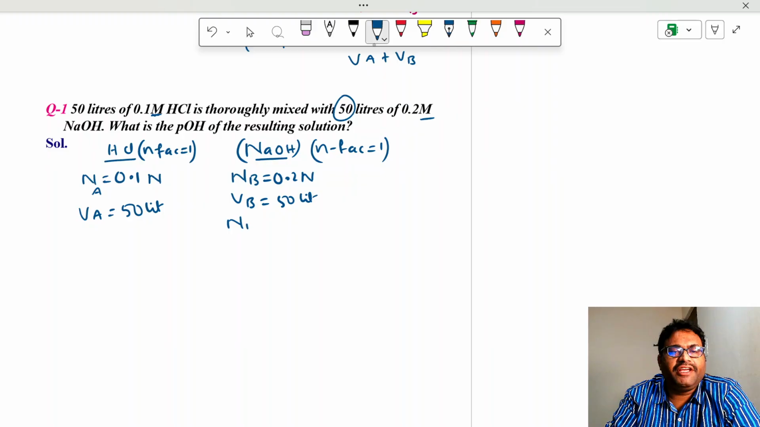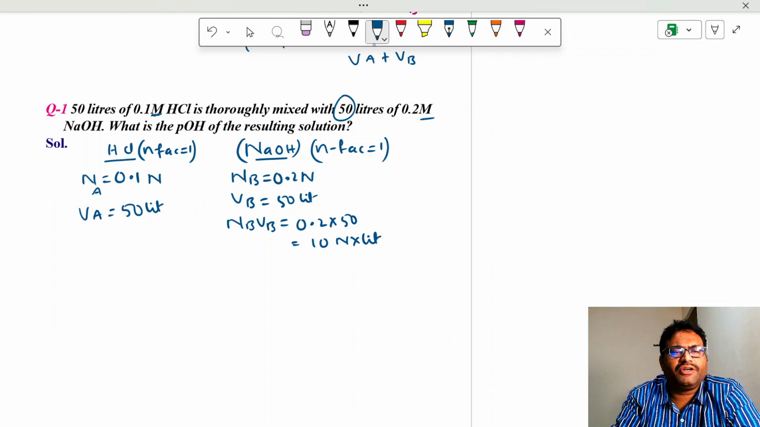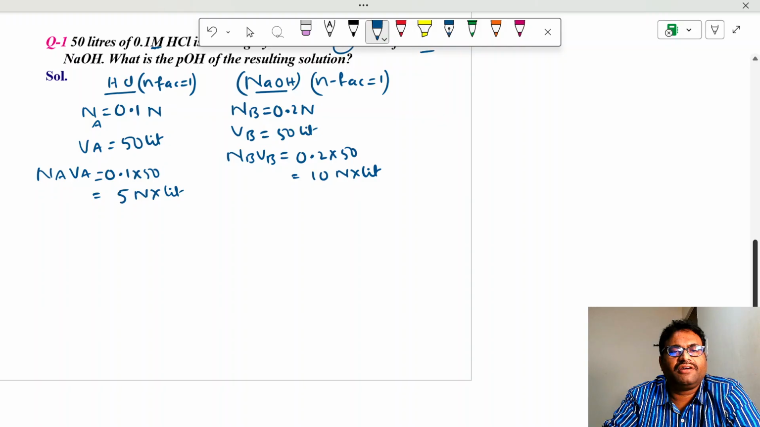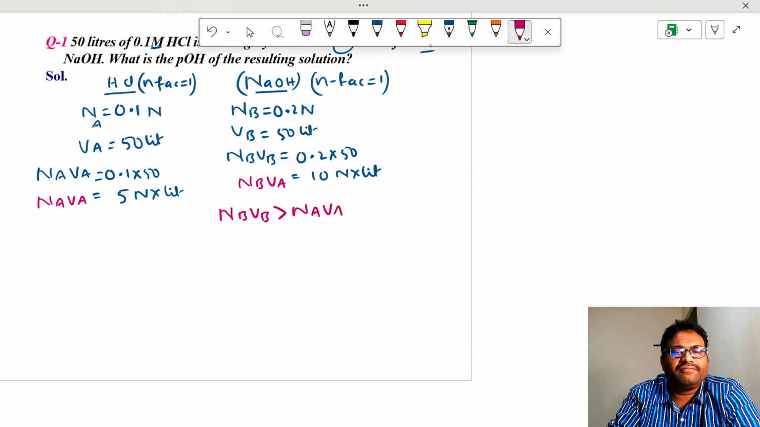So now NbVb is equal to 0.2 into 50, that is equal to 10 normal into liters. NaVa is equal to 0.1 into 50, that is equal to 5 normal into liters. So which is greater? Now you are finding that NbVb is greater than NaVa.